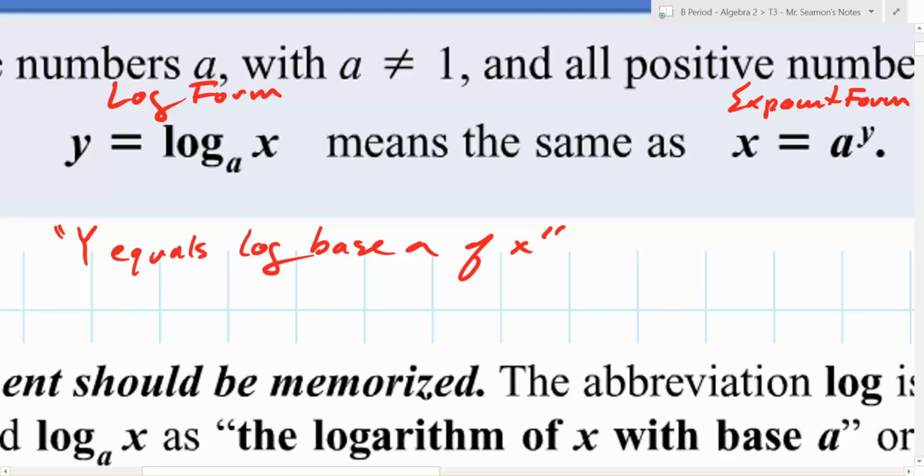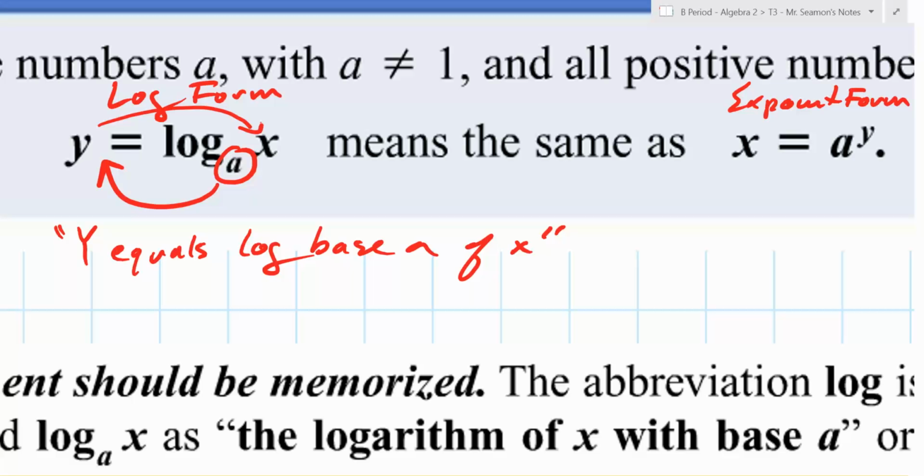The way you remember how to convert it is a little circle. A to the y equals x. Remember that circle. Whatever the base is, a to the y equals x. Are these always going to be the same letters? No. Are they always going to be the same numbers? No. But is it always going to be this relationship? Yes. The definition of a logarithm is that this is the same thing as this.